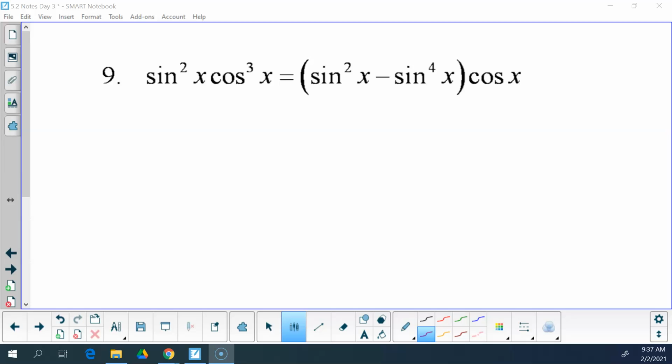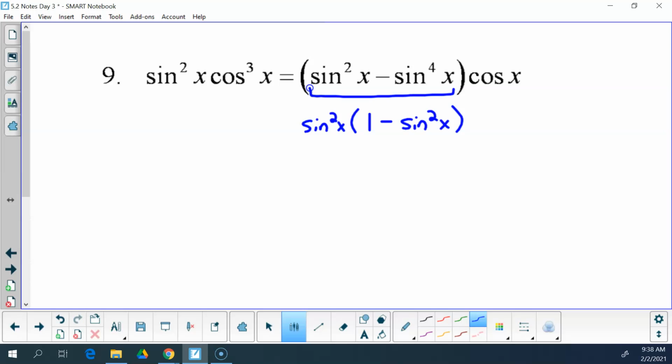Which side seems more complicated? Left or right? Right side seems more complicated, yes. I would concur. Looking at this, my algebra brain kicks in. And what should I do with that? Factor out a sine squared of x. Love it. That's going to leave me with 1 minus sine squared of x.